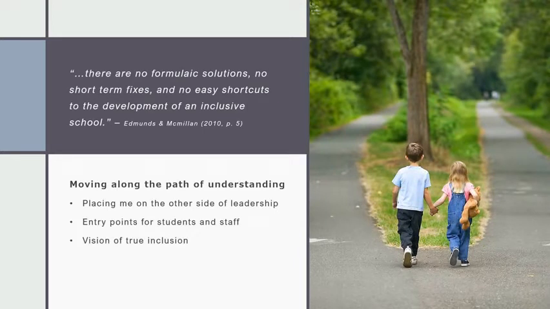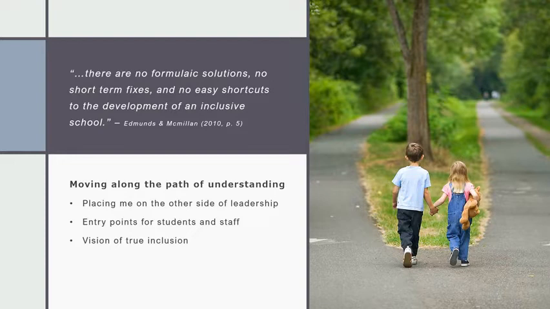So where has this course taken me on my journey along my path of understanding leadership for inclusion? Well, this course has given me an opportunity to see inclusion from the other side of leadership. Often we don't have the chance to see the intricacies and complexities of leadership from an administrator's role. Through the lens of leadership, this course has opened my eyes to some of the decisions that have been made by my own principal and given me a better understanding of why and how those decisions were made.